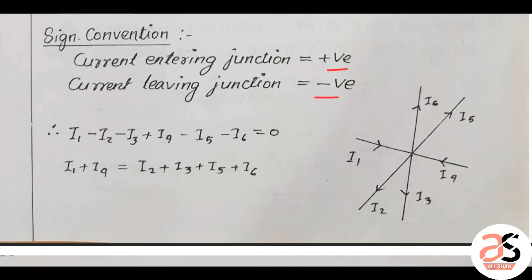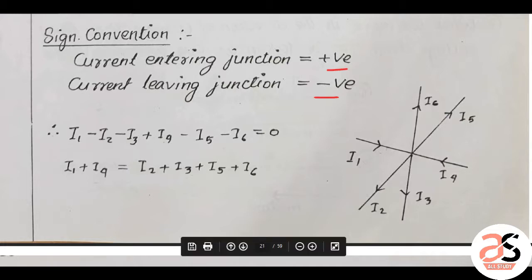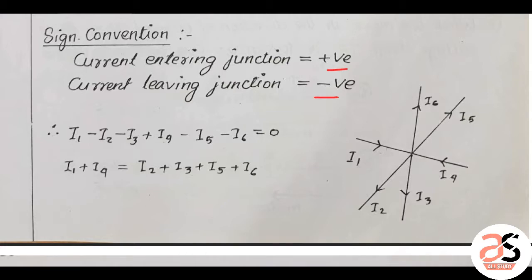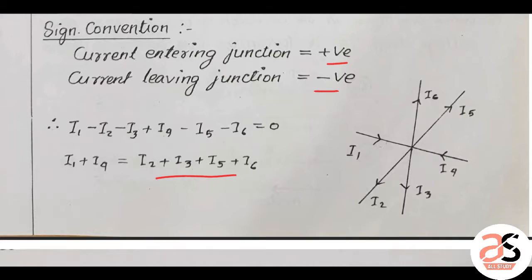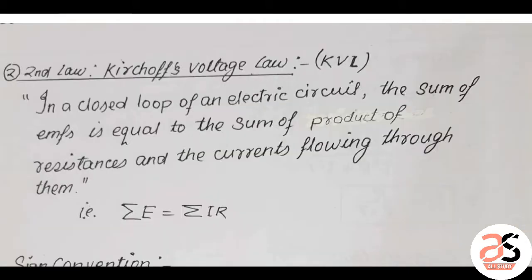So if this kind of figure is there, I1, I2, I3, I4, I5, I6, this will be an algebraic sum, meaning plus or minus, entering plus or leaving minus. So I1 minus I2 minus I3 plus I4 minus I5. This I5 is leaving, that's why minus. So this will be I1 plus I4 equals to this one.